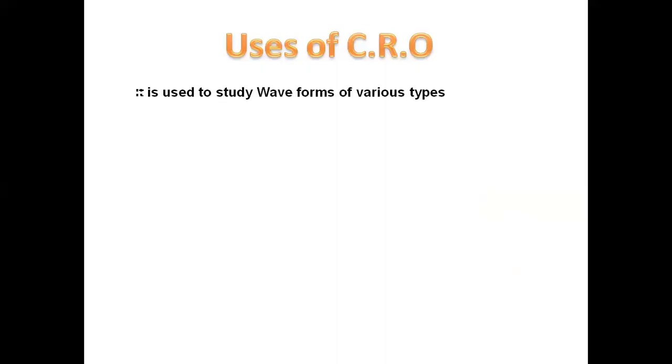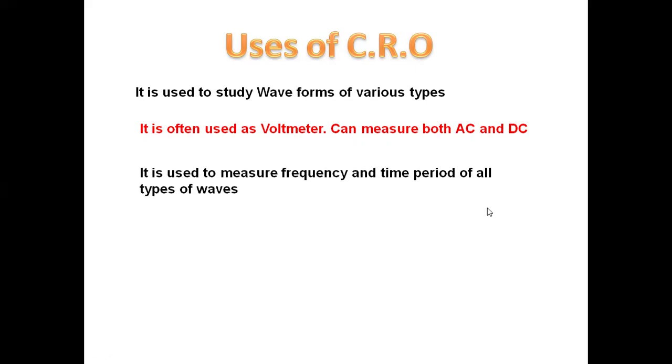What are the uses of CRO? It is used to study waveforms of various types. It is often used as a voltmeter, and it can measure both AC and DC with a high degree of accuracy. It is used to measure frequency and time period of all types of waves.